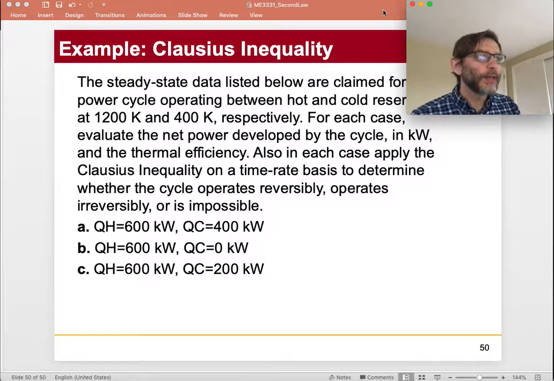The steady state data listed below are claimed for a power cycle operating between hot and cold reservoirs at 1,200 and 400 K respectively. For each case, evaluate the net power developed for each cycle in kilowatts, and the thermal efficiency. Also, in each case, apply the Clausius inequality on a time rate basis to determine whether the cycle operates reversibly, irreversibly, or is impossible. Okay, let's do this.